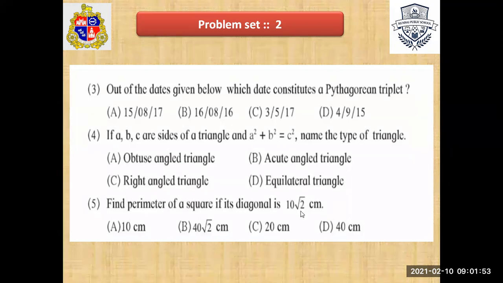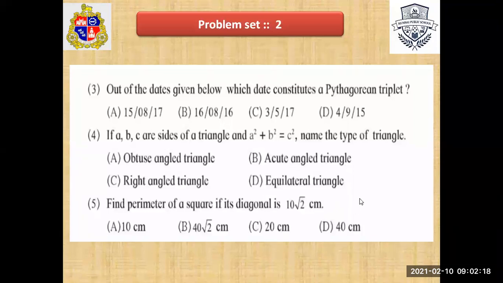So diagonal is given, that is 10√2. First we find the side. Let the side of the square be x. So x square plus x square is equal to (10√2) square. You will get the side 10. After calculation, 2x square is equal to 100 into 2, that is 200.